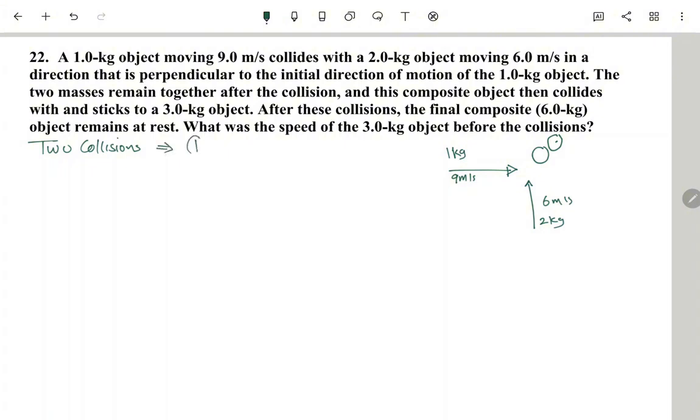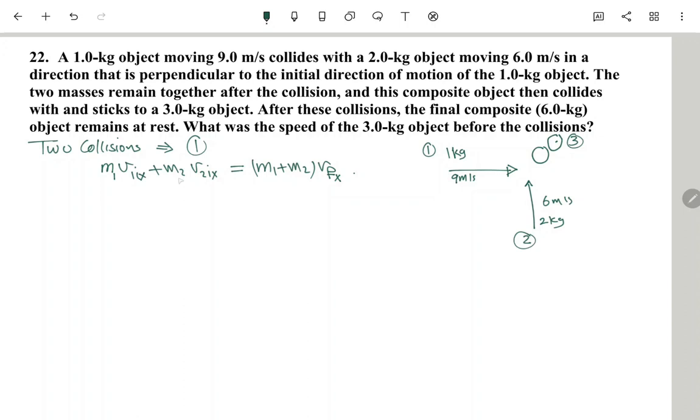Now for the first collision, let's use that momentum is conserved. Remember, this is an inelastic collision, so kinetic energy is not conserved, only momentum. So let's name the objects 1, 2, and this is 3. M1 V1 initial plus M2 V2 initial equals M1 plus M2 times V final x, because P initial x equals P final x. Now this is x and this is x.